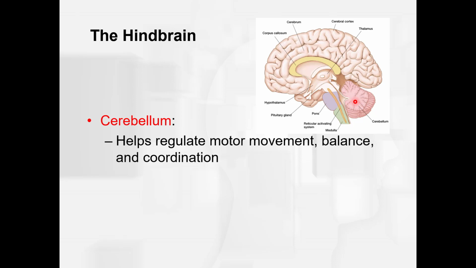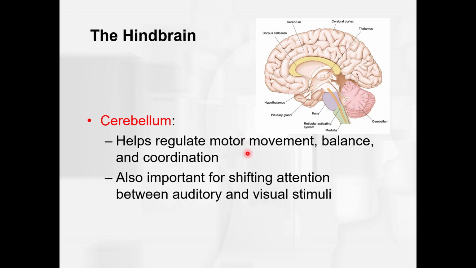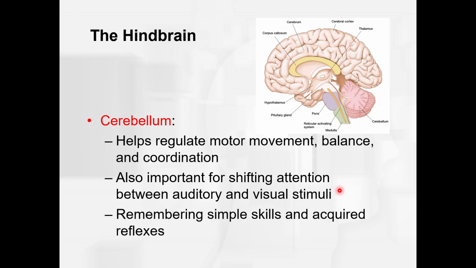But it also helps with important things like aim, timing, and rhythm. Any sport that requires aim, timing, and rhythm is going to be utilizing that cerebellum. We also know that it's important in shifting attention between auditory and visual stimuli and remembering simple skills and acquired reflexes. So this is another one that we'll come back and talk about.